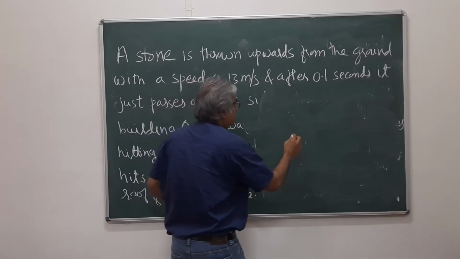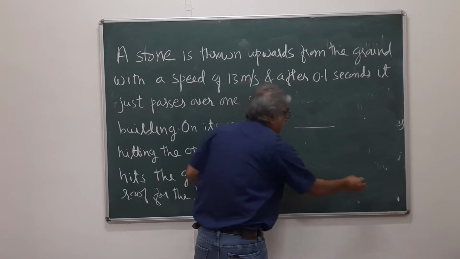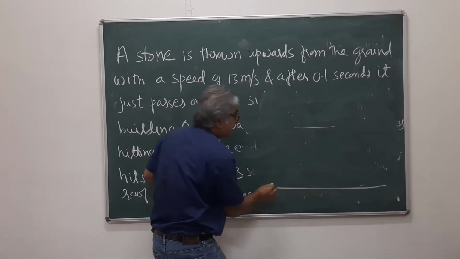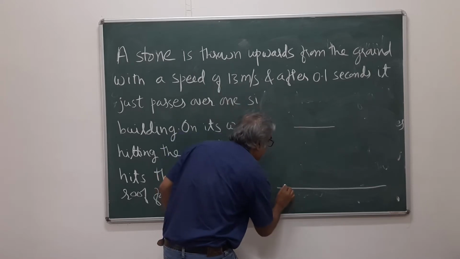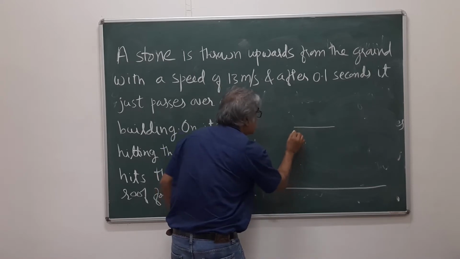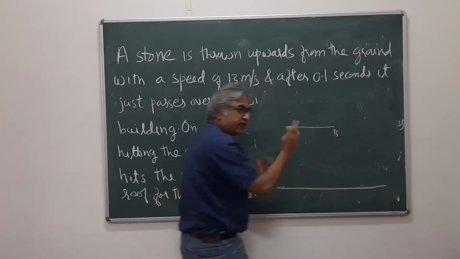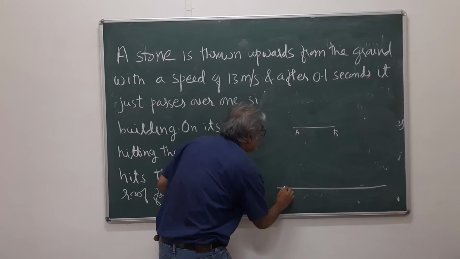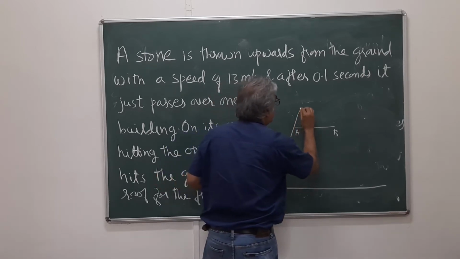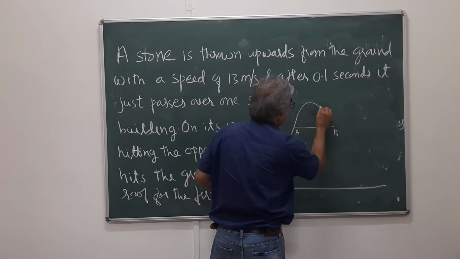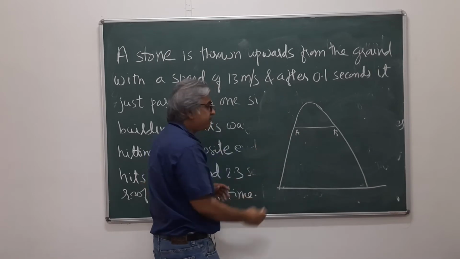Okay, so let us say this is the roof and this is the ground, and from the ground a stone is thrown. It just passes near the end of this roof. Let's say this is point A, this is B, and you are asked to find out AB. The stone is thrown, say like this, it goes up and will come down like this. So this is a projectile.